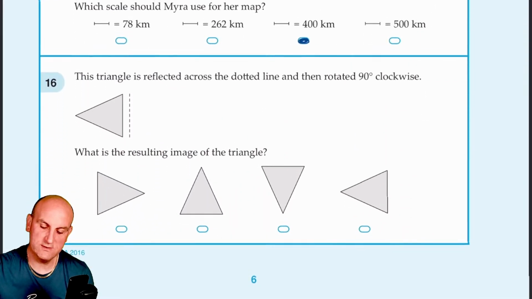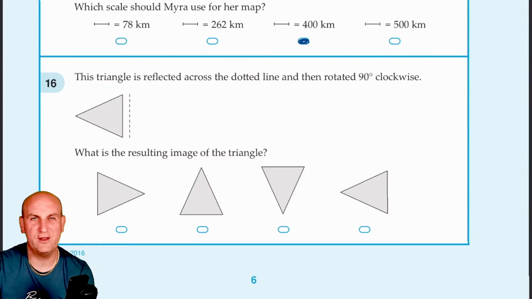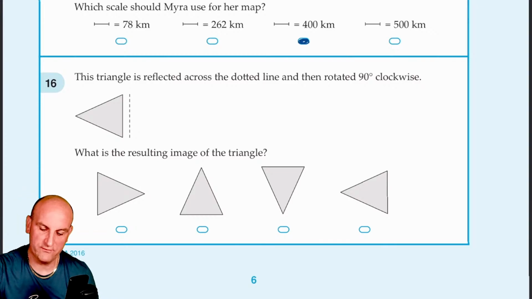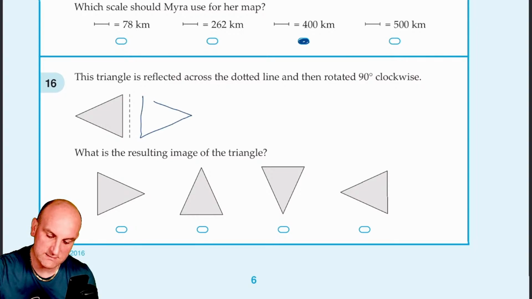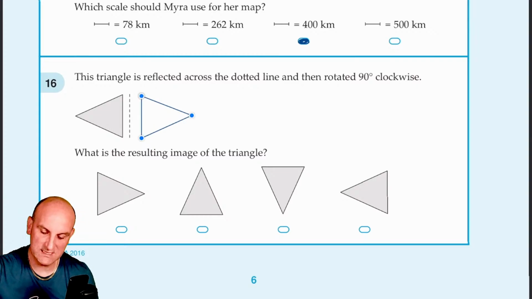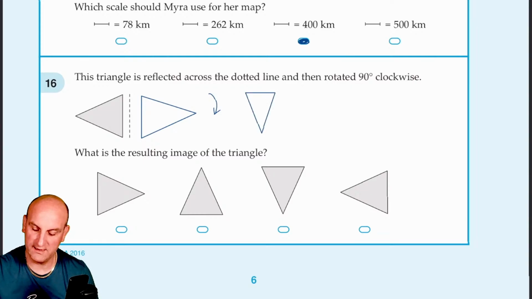All right. This triangle is reflected across the dotted line and then rotated 90 degrees clockwise. What is the resulting image? Right, well, if I reflect it, let me see if I can actually draw this. If I reflect it, I'm going to get something like this. There we go. And then I don't know if it's going to let me rotate it. Oh no, it'll make it grow longer. If I then rotate that 90 degrees clockwise, which is that way, I am pretty sure my triangle is going to look something like that, which means the only answer I can get would be this one here. Thank you very much.